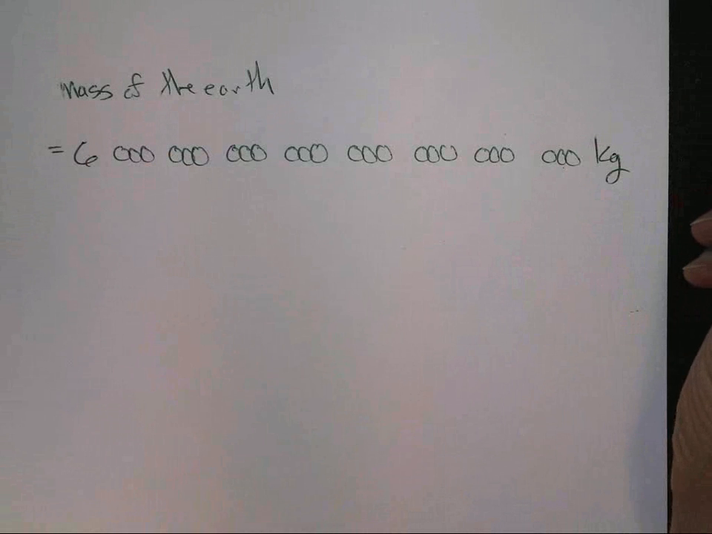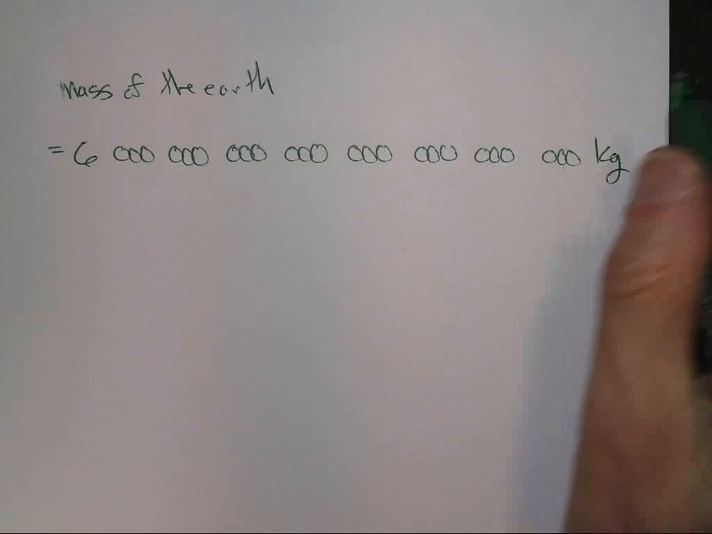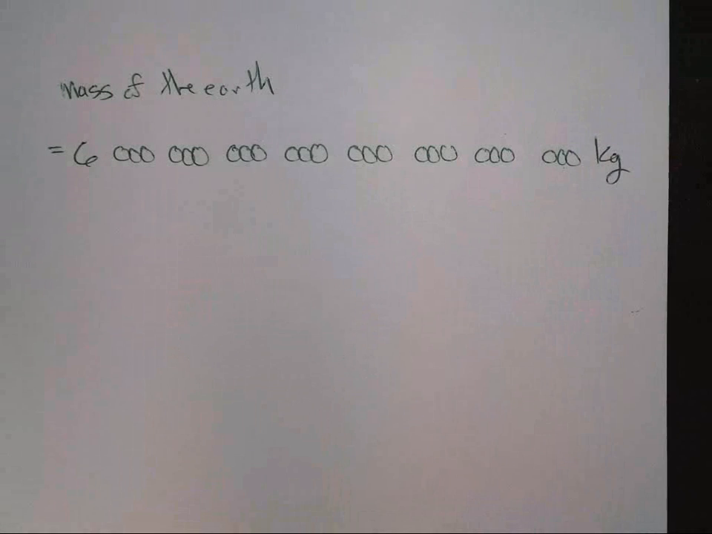It is 6 followed by 8 groups of 3 zeros, kilograms. That's 24 zeros. Now, these zeros are placeholders, and that's all they are. They just tell you how big the 6 is. Now, what would be nice is if we could stop writing so many zeros. So we're going to put it in scientific notation.